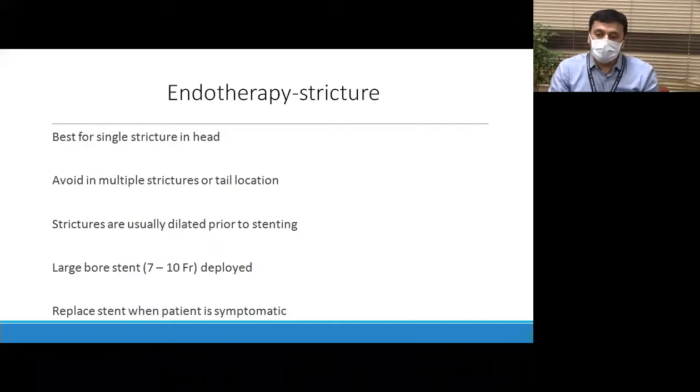So, like I said, endotherapy should be considered in patients with a single stricture, not multiple strictures at the tail or body location, and the strictures are dilated using a balloon prior to the stenting. This pancreatic stent is usually 7 or 10 French, placed with ERCP, like a duodenoscope, and replacement of the stent should be considered within 6 months or if the patient is symptomatic.